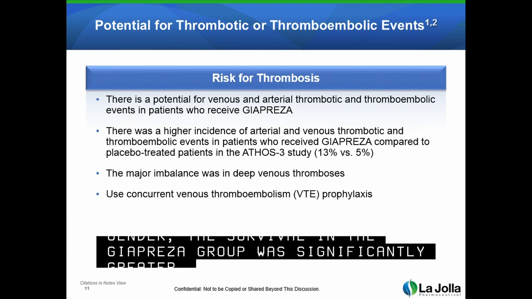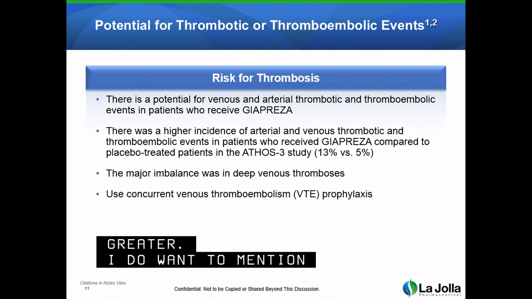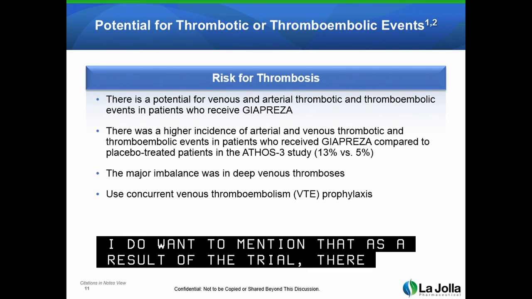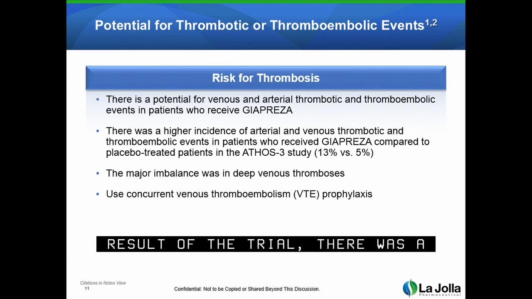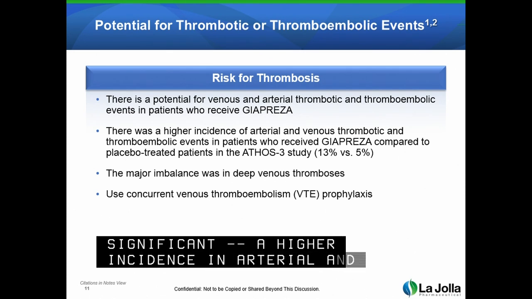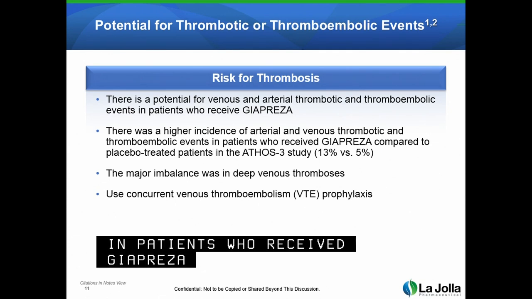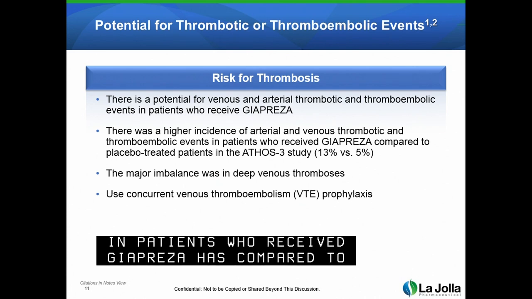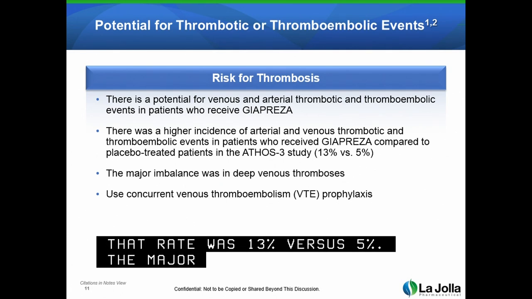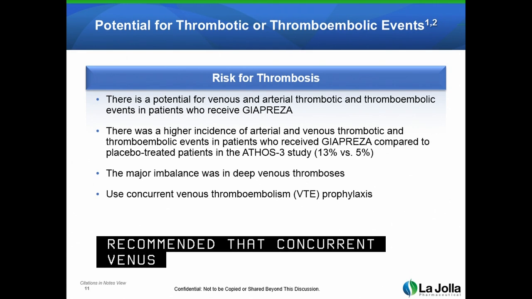I do want to mention that as a result of the trial, there was a higher incidence in arterial and venous thrombotic and thromboembolic events in patients who received Giapreza as compared to patients receiving placebo, and that rate was 13% versus 5%. The major imbalance seen was in deep vein thrombosis. So as a result of that, it is recommended that concurrent venous thromboembolism prophylaxis, or VTE prophylaxis, be administered with all patients receiving Giapreza.